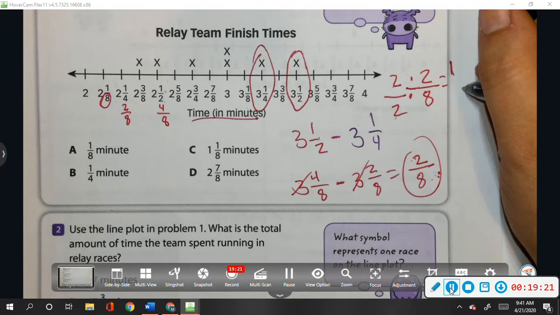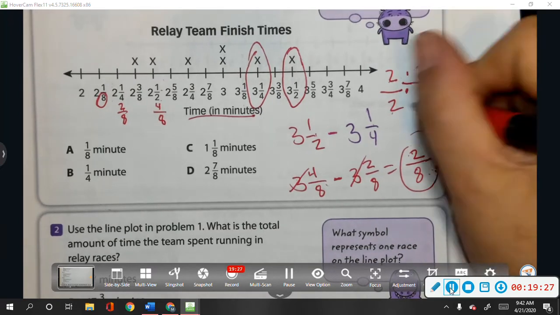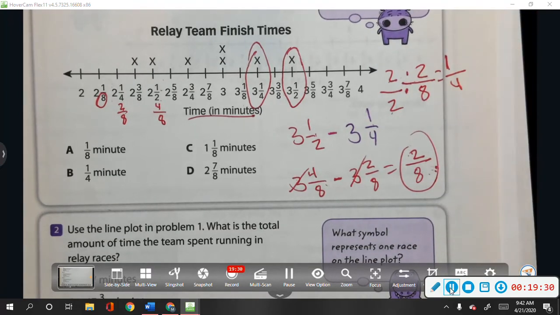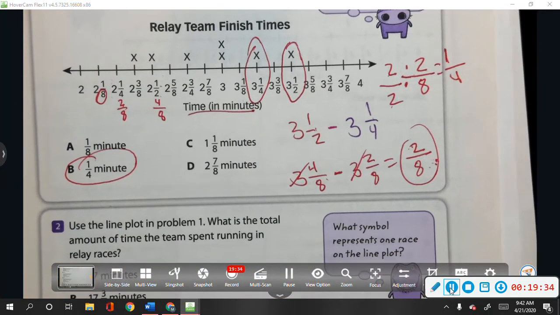It would be, which would be the same. 2 divided by 8 would be 4. So we have B, 1/4 of a minute.